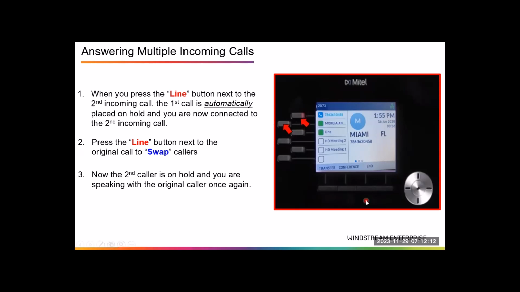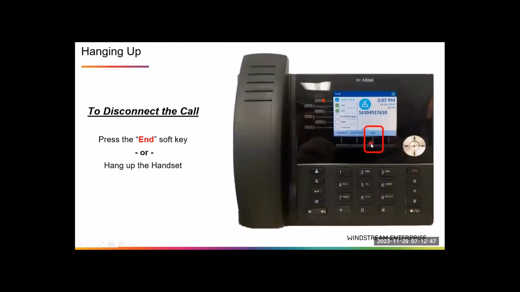Now, you also have another way to disconnect a call. So aside from placing the handset back to the cradle, or also pushing the red phone key, which is this one here, right below the navigation key, that will also disconnect the call for you. Another way is you can also use end. There is an end soft key available on your phone once you are currently connected with a call. Okay, so that's how you disconnect your call. Either use the end soft key, you can also use the red phone key, or just simply hang up the handset.